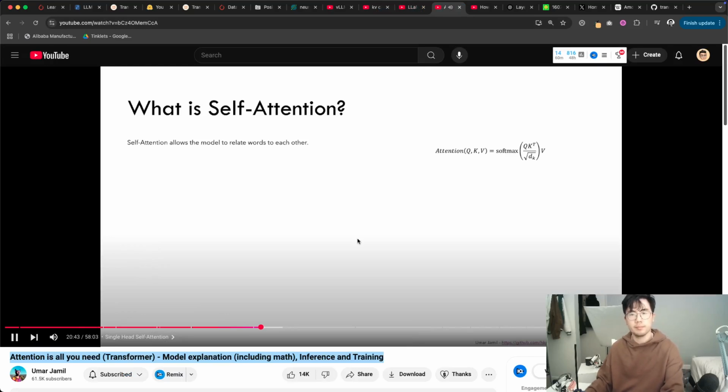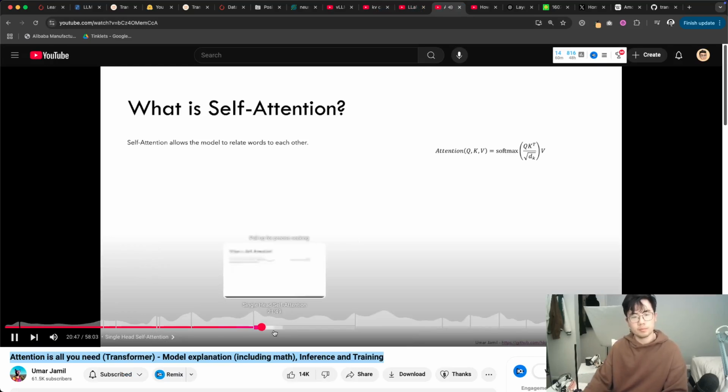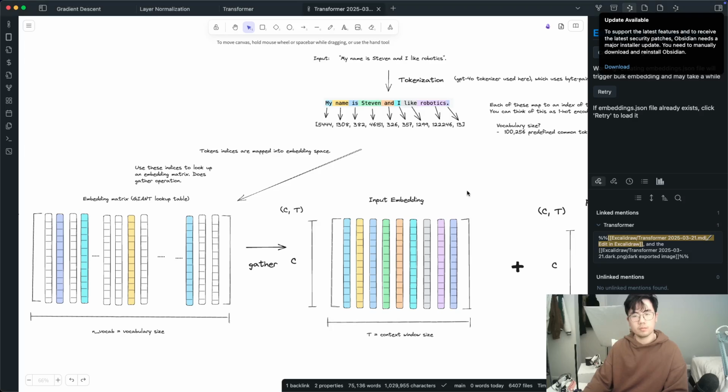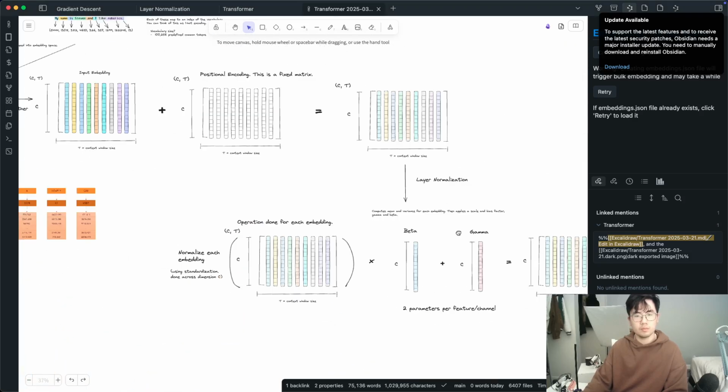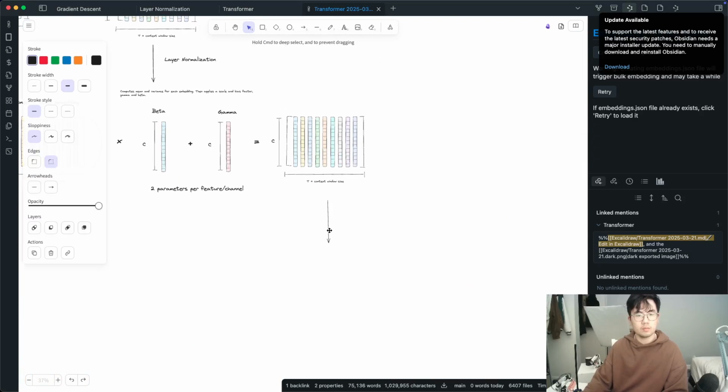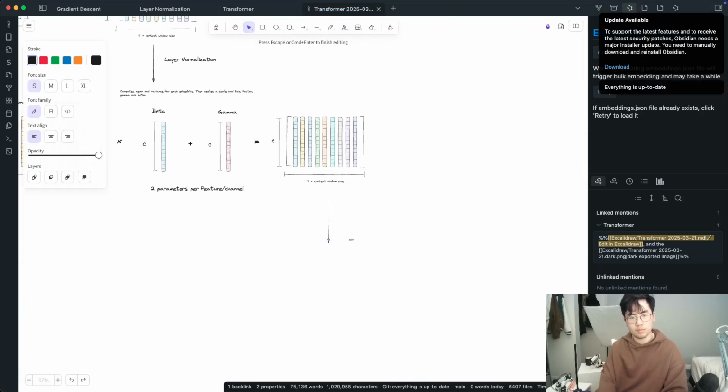Self-attention allows the model to relate words to each other. So we have the input embeddings that capture the meaning of the word. Then we have the positional encoding that gives the information about the position of the word inside of the sentence. Now we want this self-attention to relate words to each other.